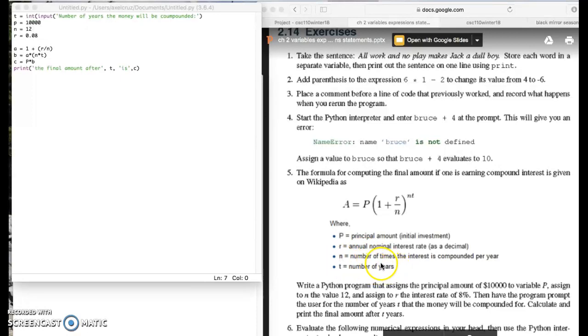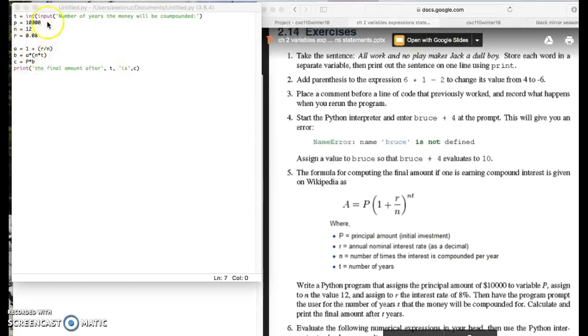N will be the number of times the interest is compounded per year. It is 12. It's right here. And T will be the number of years. So we need to do that at the end.